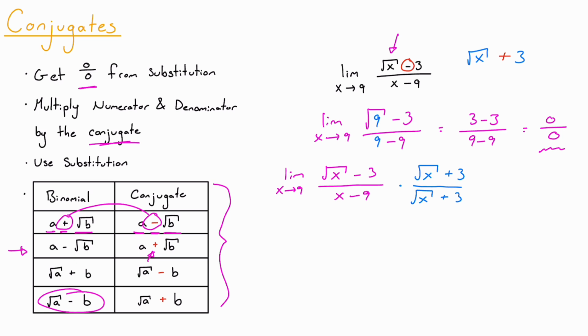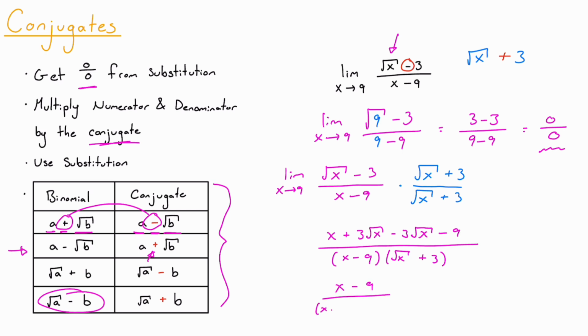We're going to FOIL our numerator here, and we will end up with x plus 3 square root of x minus 3 root x minus 9. And in the denominator, instead of foiling out the denominator, I'm just going to leave these as they are. So we have x minus 9 and the square root of x plus 3. So now we can simplify the numerator. We get x minus 9, and this is all divided by x minus 9 times the square root of x plus 3. So now we've got common terms.